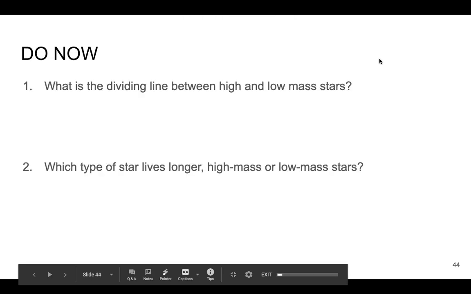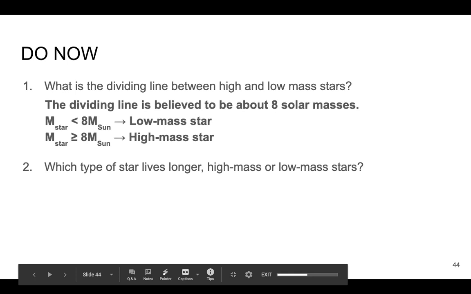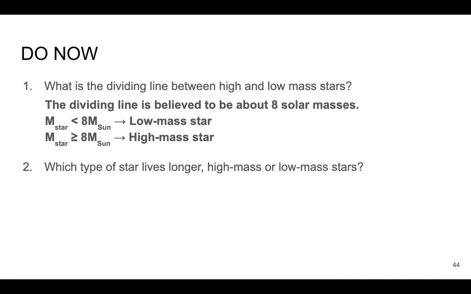So what is the dividing line between high- and low-mass stars? Oh, I meant to hyphenate that. I forgot again. The dividing line between high- and low-mass stars is about 8 solar masses. According to our models, if the star has up to about 8 solar masses, we consider that a low-mass star, and its life will be a certain way and its death will be a certain way. If it has greater than 8 solar masses, then it's a high-mass star, and its life and death will be a little bit different.